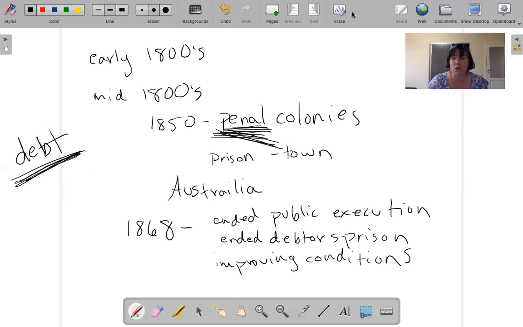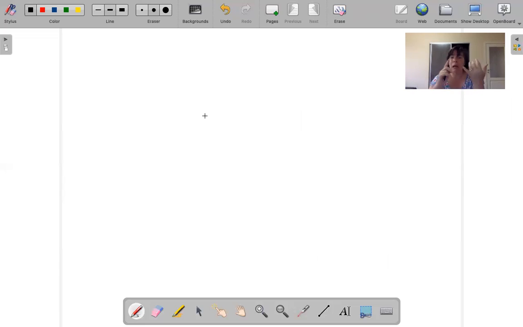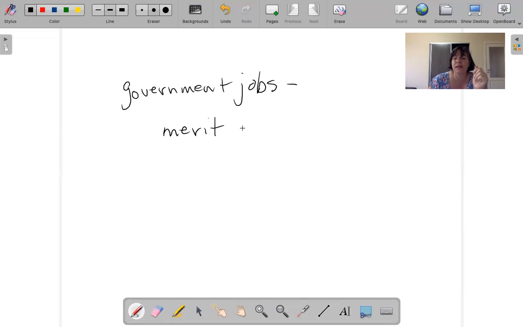All kinds of social change happened during this time. Public schools started, labor unions grew bigger and bigger, and as labor unions are growing, working conditions are getting better because that's what labor unions are for. And government jobs started being given on merit, not because of money. Merit, not money.